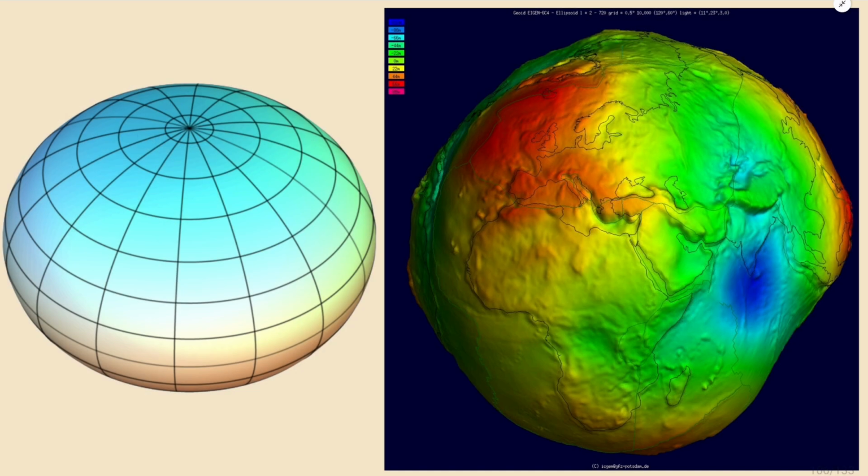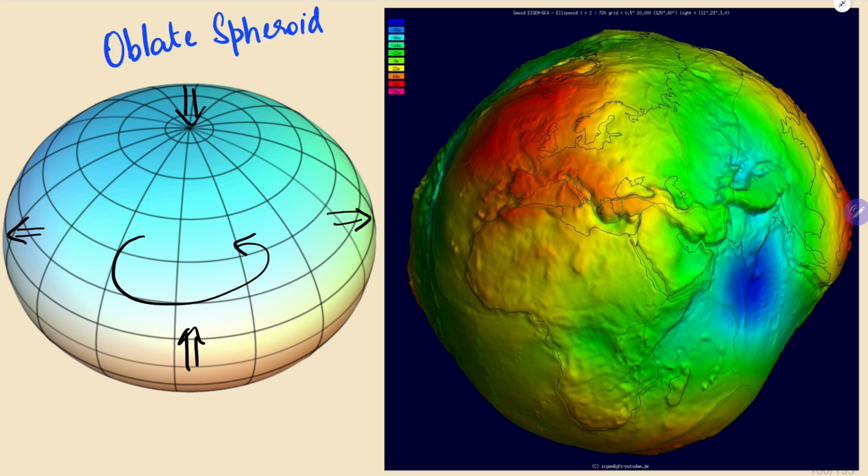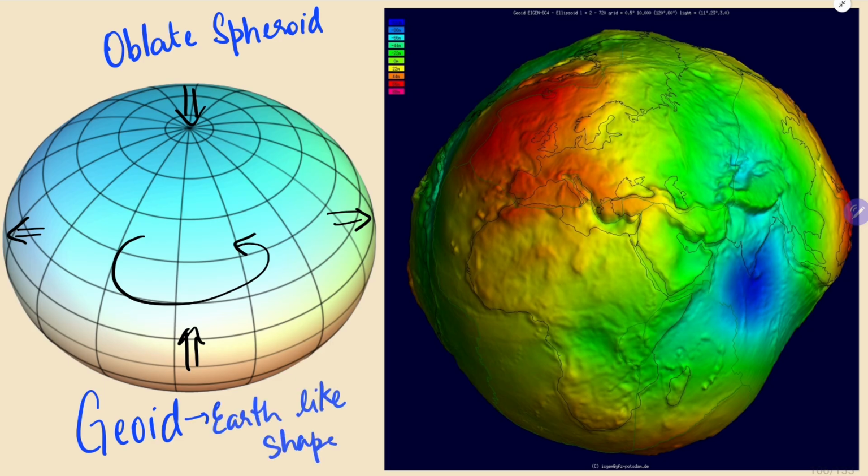The shape of the Earth is an oblate spheroid. Here it is flatter at the poles while it bulges at the equator due to rotation. This shape of the Earth is also called a geoid. Geoid means Earth-like shape. This image is a true representation of the Earth's surface. Here you can see that it's bulging at the equator while it is flatter at the poles.